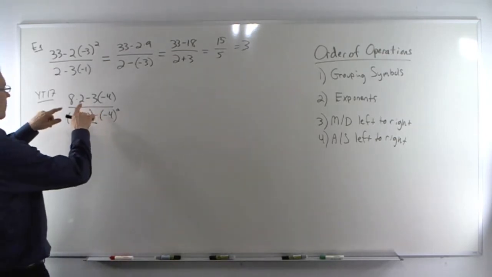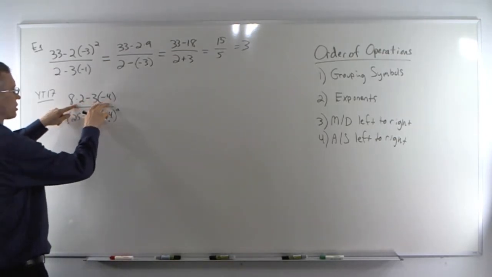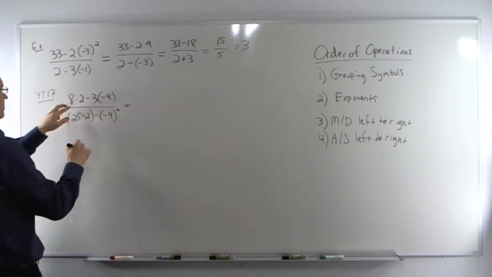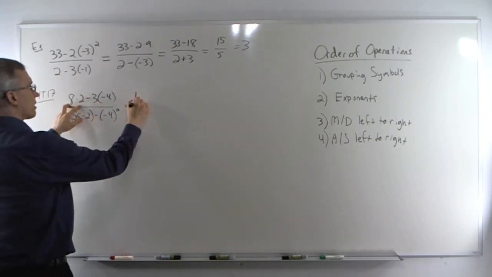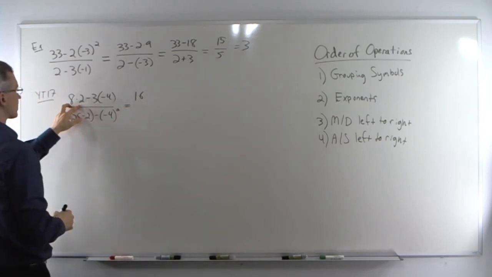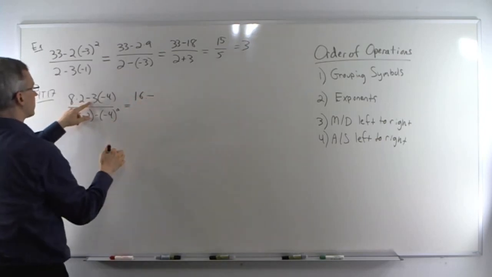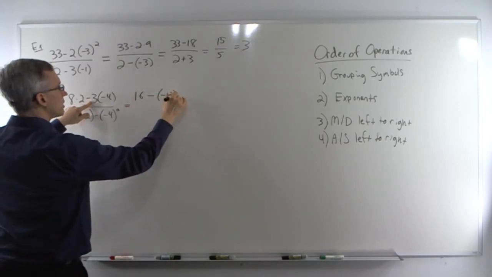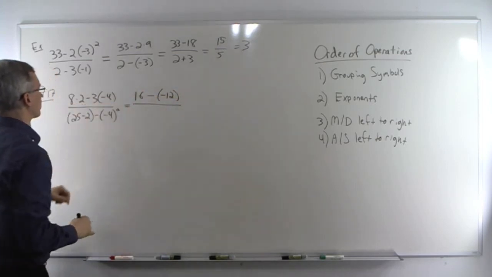Up top, we've got a multiplication and multiplication. We're separated by subtraction, so it's okay to do those at the same time on the same step. So we'll start left to right. We got 16 there, minus, and then 3 times negative 4 is negative 12. So put that in parentheses, 16 minus negative 12.